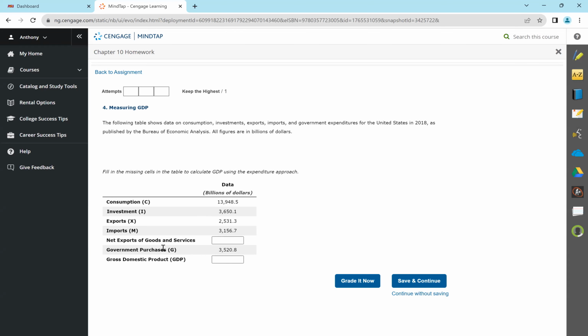So net exports of goods and services. There is a formula for this, and I don't want to get it wrong, so I'm going to look it up, but it has to do with exports and imports. I'll be right back with you after I do a quick search to make sure I know what that is. Did I say it right the first time? All right, it is exports minus imports. So it's the X minus the M. It's this number minus that number there.